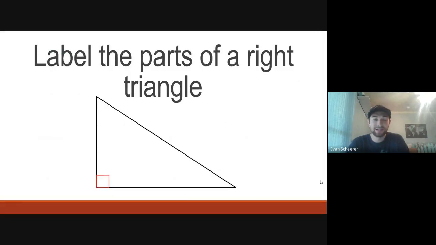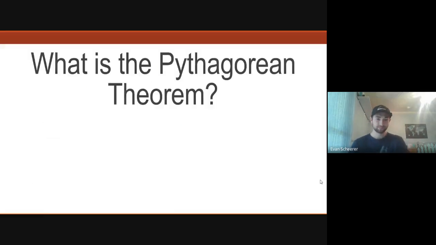So first we know it's 90 degrees, right? So there's our 90-degree square for the right angle. And then we have two legs, right? The two legs are attached to the 90 degrees. But then we have that one side opposite. That side opposite, we call the hypotenuse. These are the parts of a right triangle: a leg, a leg, and a hypotenuse, with the 90 degrees.